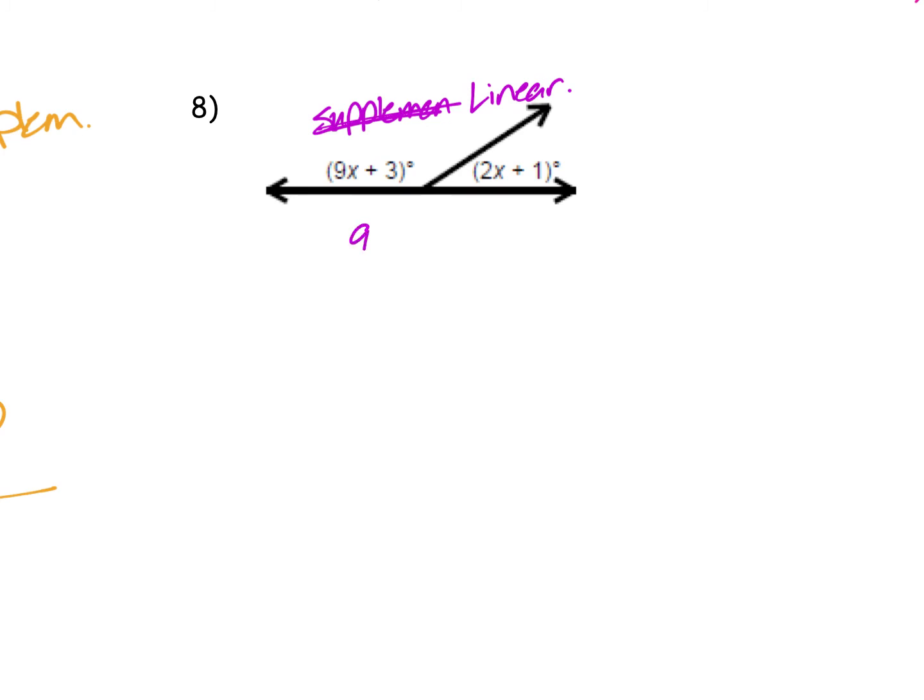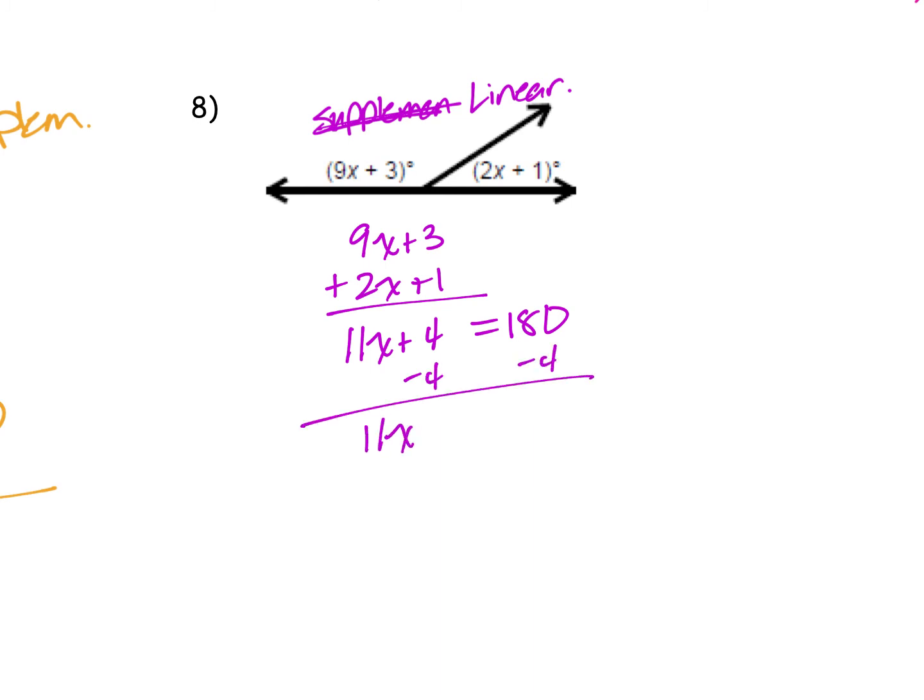They equal 180, so I have 9x plus 3 plus 2x plus 1, and that has to equal 180. So that gives me 11x plus 4 equals 180. So I'm going to subtract 4, and I'm going to get 11x equals 176. Divide by 11. 176 divided by 11 is 16. So x equals 16.